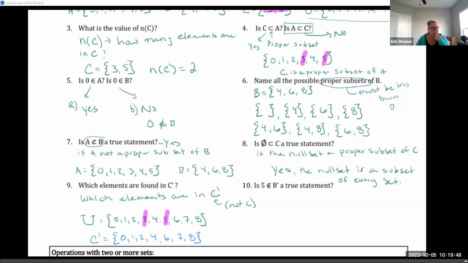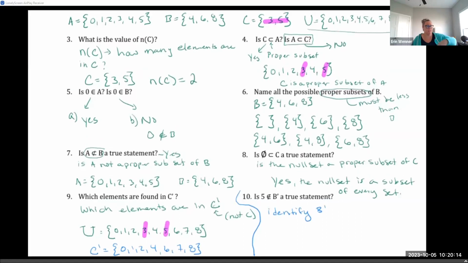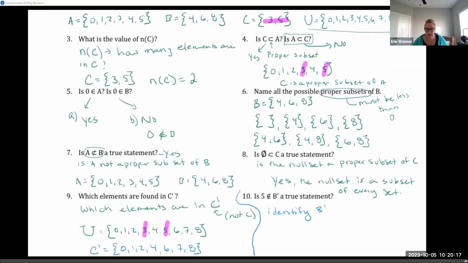So number 10 says, is 5 not an element of B complement a true statement? Before we can even answer that, here's what I want you to do. Identify B complement. Think about what I did in number 9 to identify C complement. Think about what the universal set is up at the top, what is set B, and send me your idea of what B complement is. What is in B complement? So what's not in B?